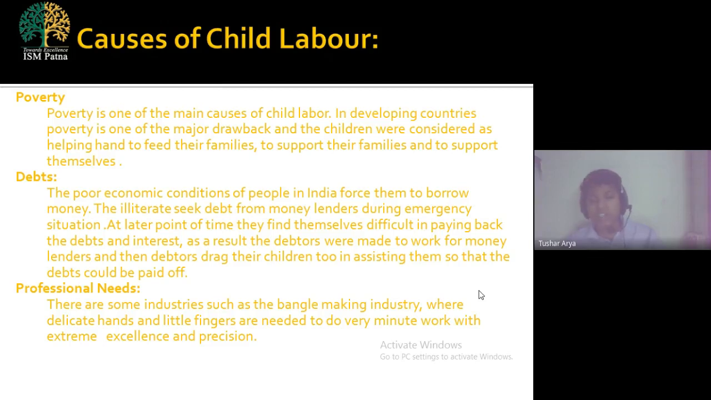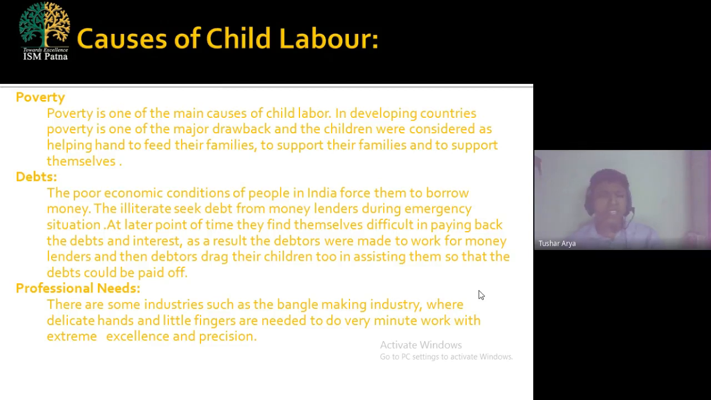Why? Because if you are making bangles of small sizes, at that particular time we need the child laborers. They make it very precisely, very excellently, because delicate hands are needed for bangle making. Because the small scale industry is not updated yet, it's using children's hand technology, not machine technology, not automatic technology. That's why it is the demand of their profession.